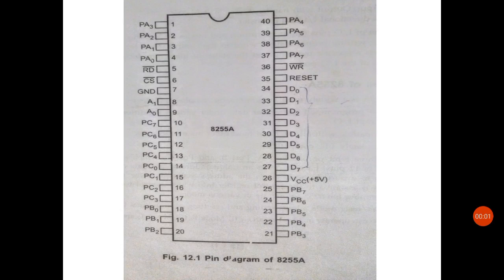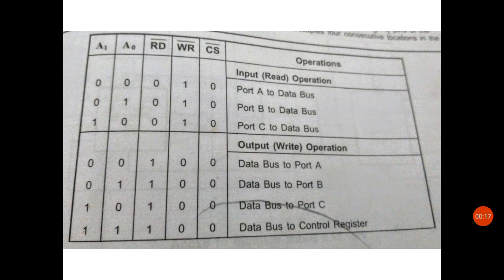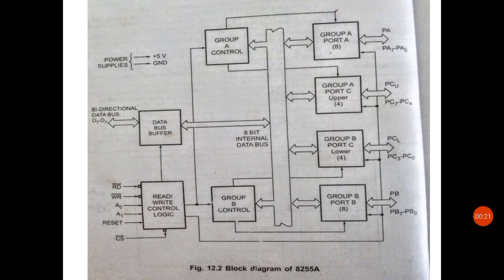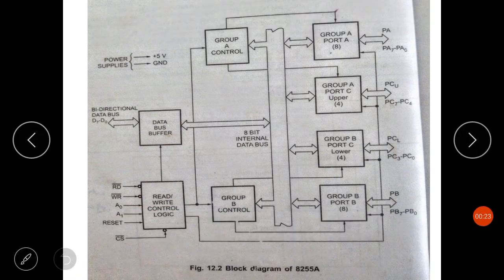Hello students, in this lecture also I am going to continue with the programmable peripheral interface 8255. So I was discussing the operating modes of 8255, and in that I discussed the bit set or reset mode. I told you that the control word is always sent by the microprocessor to the 8255, as the 8085 microprocessor always sends the control word. Whenever I say control word, it means the data is being transferred from 8085 to the 8255.